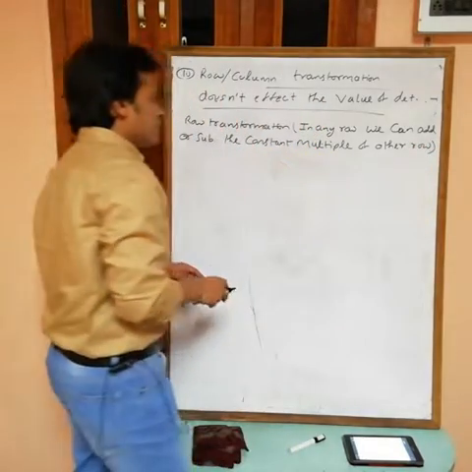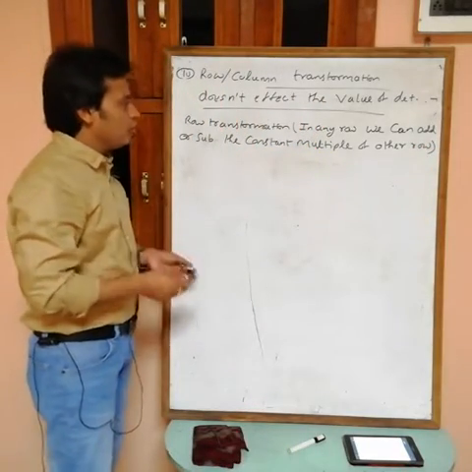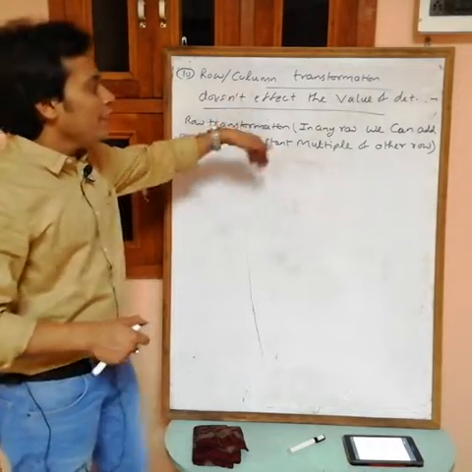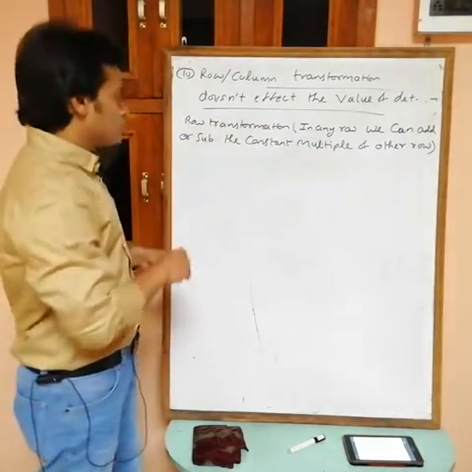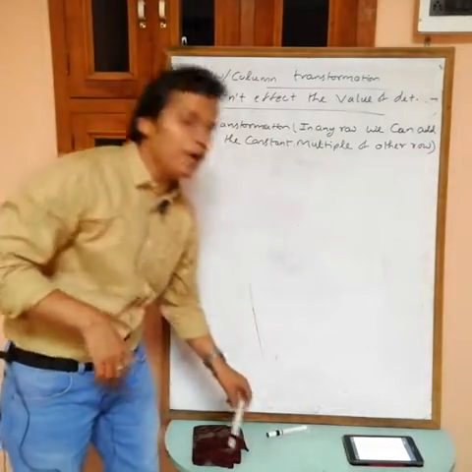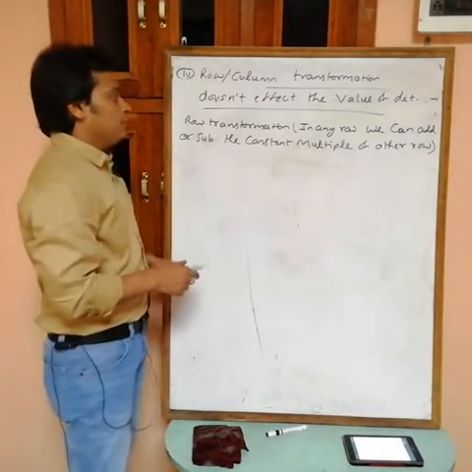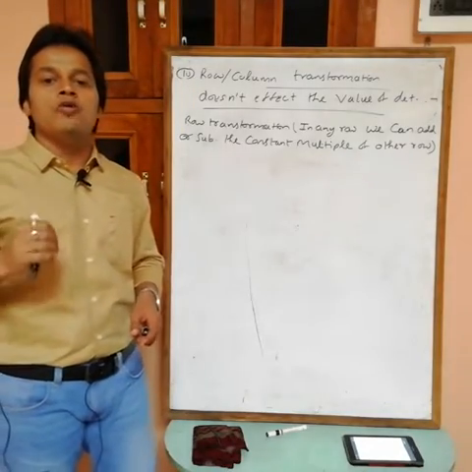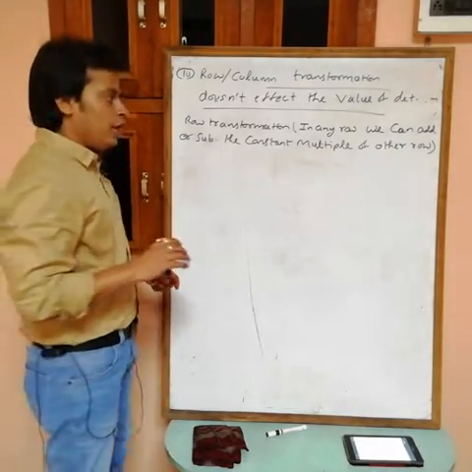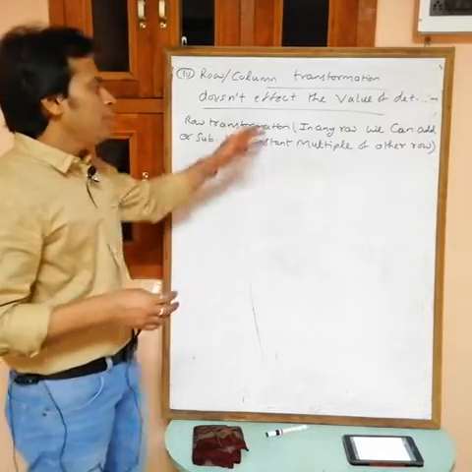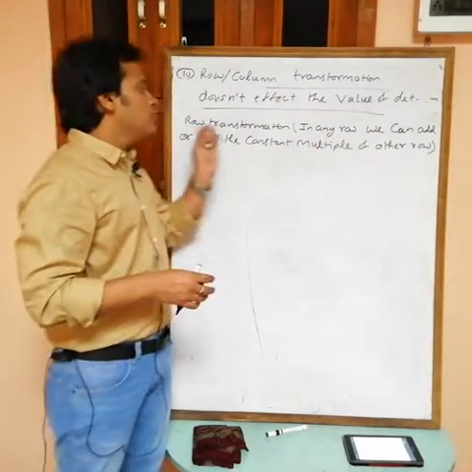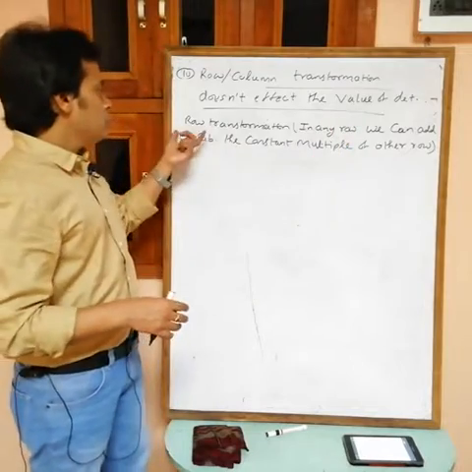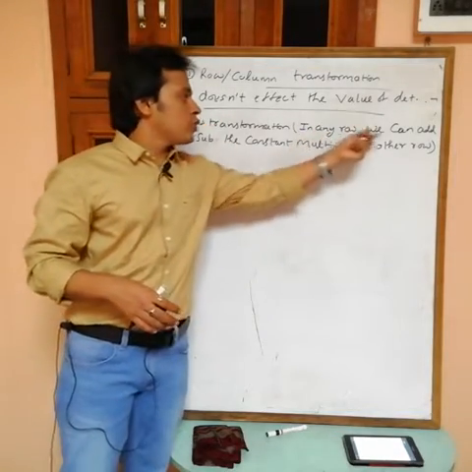Okay, same for column transformation. In column transformation, it means in any column we can add or subtract a constant multiple of another column. Row transformation means in any row you can add or subtract a constant multiple of another row, and column transformation means in any column we can add or subtract a constant multiple of another column. So in column transformation, just replace row with column.